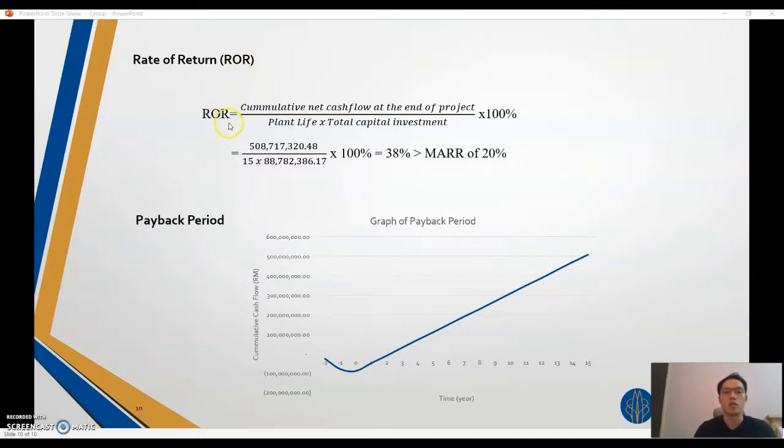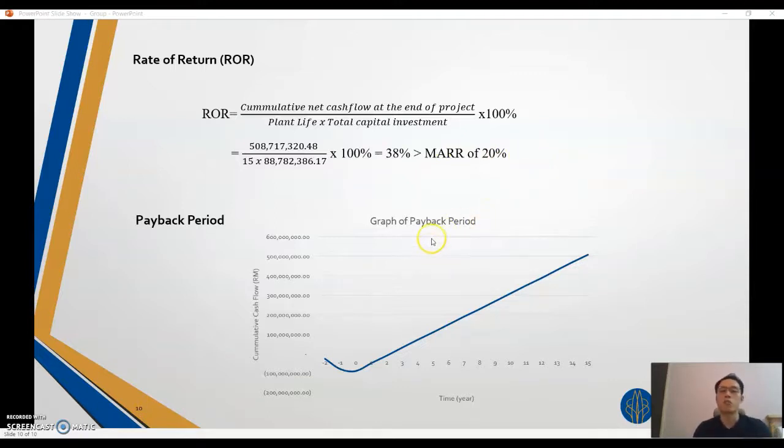Next, the rate of return is used to determine the economic performance of our plant. The ROI is calculated by using the cumulative net cash flow at the end of the project divided by the plant life of 15 years, multiplied with the total capital investment. And the rate of return of our plant is 38%, which is higher than the minimum acceptable rate of return of 20%, which means our project is profitable.